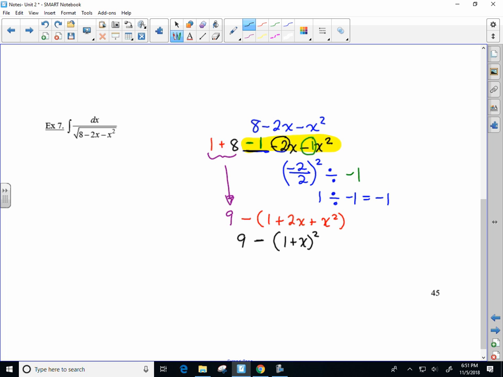So that new expression is equivalent to the 8 minus 2x minus x squared, but it has the appropriate format now. It has the same structure as all the other problems that we were doing, the 2 other problems that we did. Okay, so because I needed the difference between 2 perfect squares, now I have it.